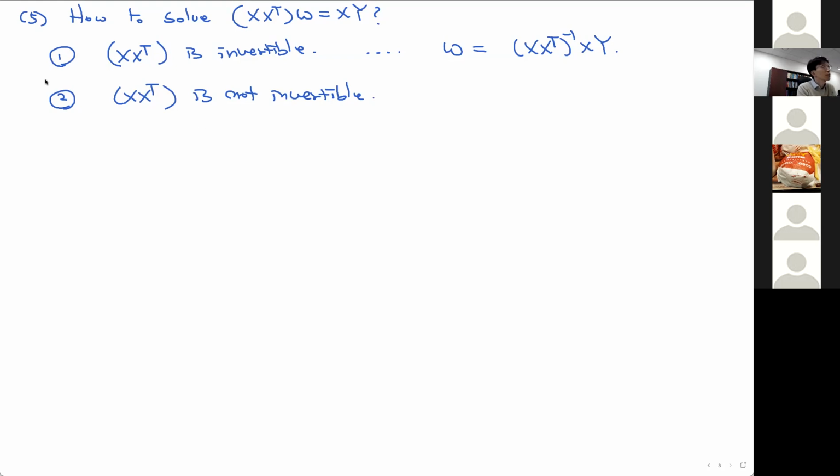Okay, so let me tell you the answer. If it's not invertible, then the general solution will have this form. W will be, as Simon said, we have to use the pseudo inverse. I'm going to tell you what it is. It is the pseudo inverse times XY, but that is not the only solution. All the solutions are of this form.